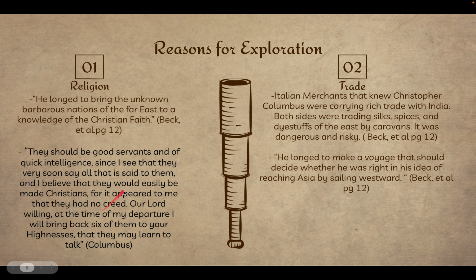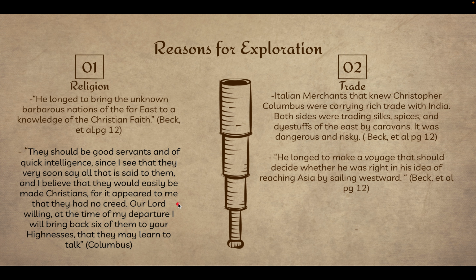In Columbus's journal also, which is a primary source, after he arrived in America, he wrote that they should be good servants and of quick intelligence, since I see that they very soon say all that is said to them. And I believe that they would easily be made Christians, for it appeared to me that they had no creed. Our Lord willing, at the time of my departure, I will bring back 6 of them to your highnesses, that they may learn to talk.